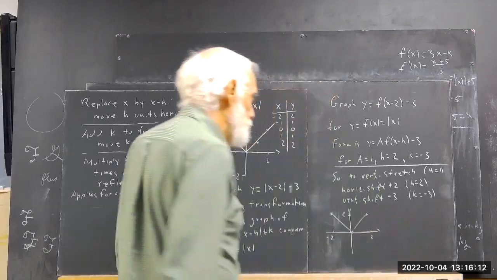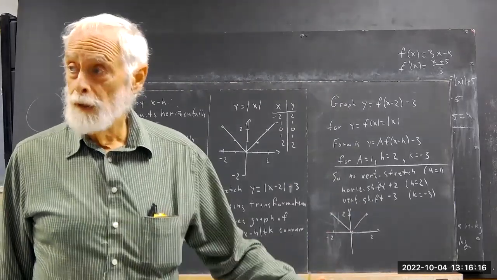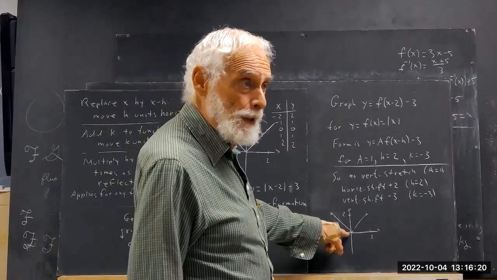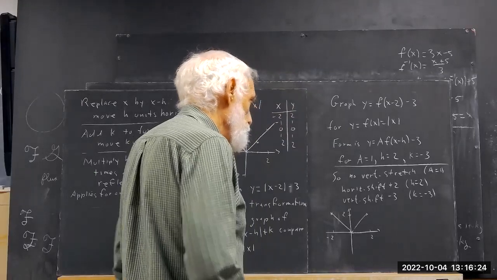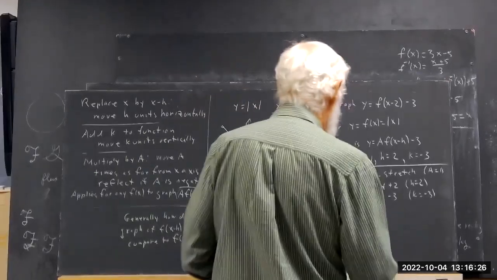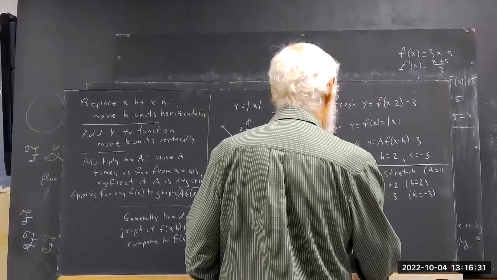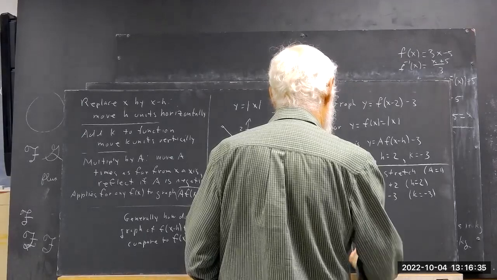I only marked 3 points. There are plenty of points in between I could mark, but the 3 points totally define the graph. You've got something we could call a vertex here. So where does the vertex move? Well, the vertex moves 2 units to the right and 3 units down.